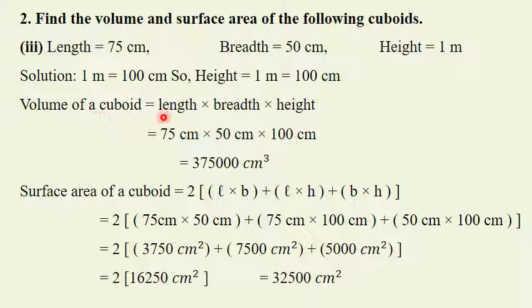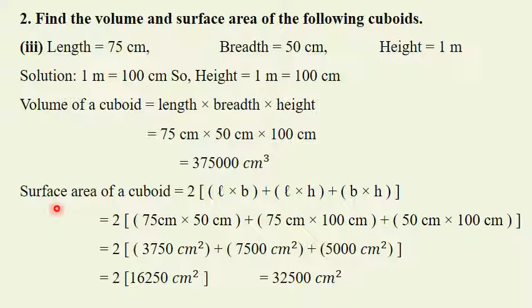Volume of the cuboid is equal to length into breadth into height, 75 centimeter into 50 centimeter into 100 centimeter. After all the multiplication we will have 375,000 centimeter cube, as I told you that the unit for volume is cubic unit.